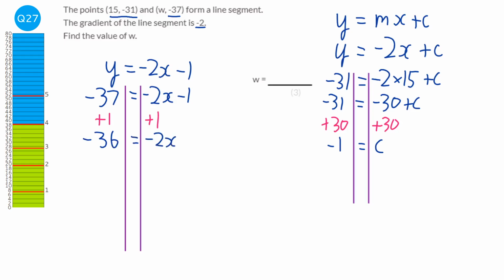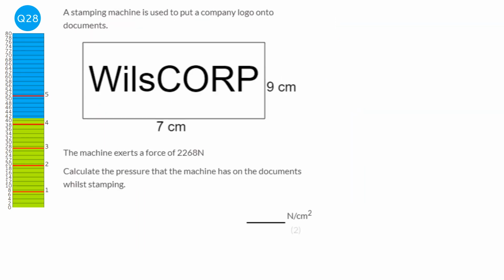I'm going to now divide everything by -2. And a negative divided by a negative is positive. 36 divided by 2 is 18. And then obviously that gets rid of the coefficient of the x, so it's just x. So x equals 18, so the x value is 18 and the x value is the w value. So w is 18.